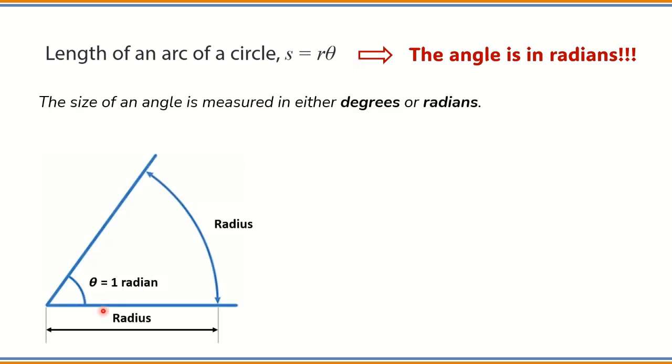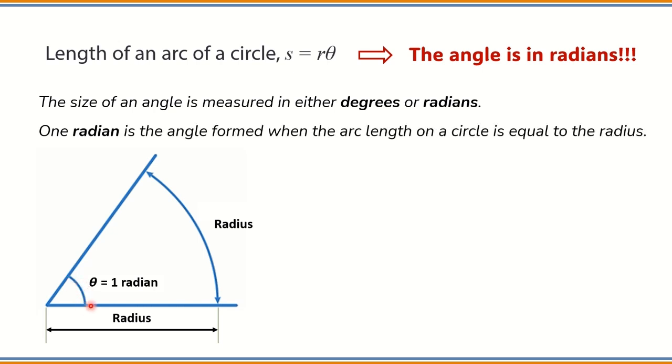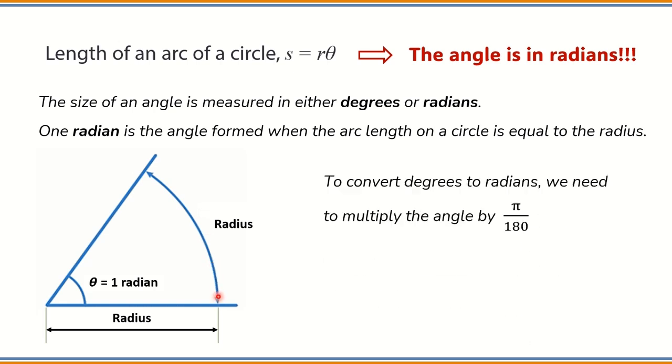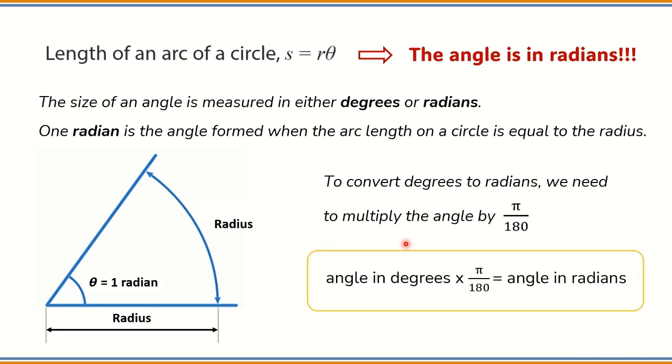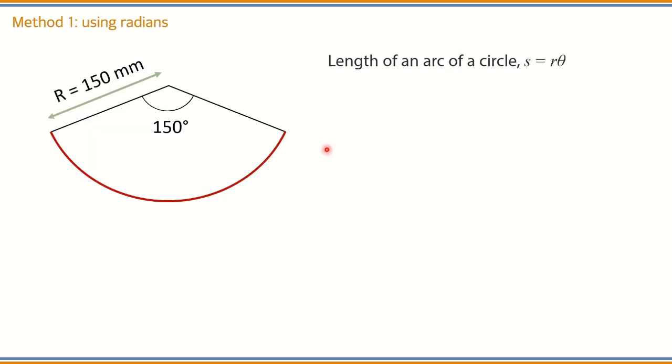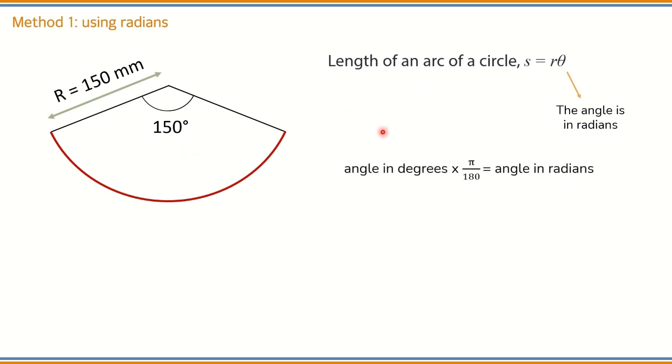1 radian is the angle that we get when the length of the arc is the radius. If we want to convert degrees into radians, we need to multiply the angle in degrees by pi over 180. I'm going to solve this using 2 different methods. In this first method, I will use the formula that uses radians. So the first step will be converting 150 degrees into radians.